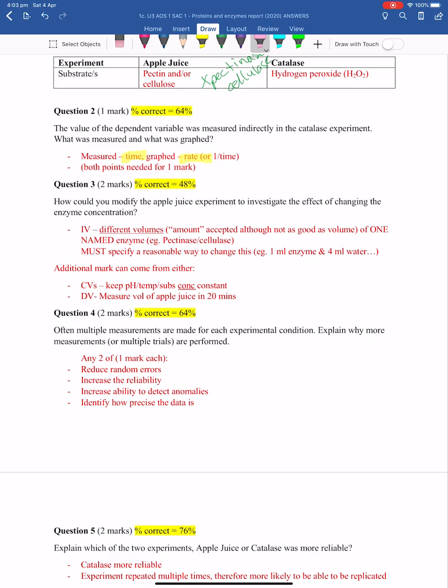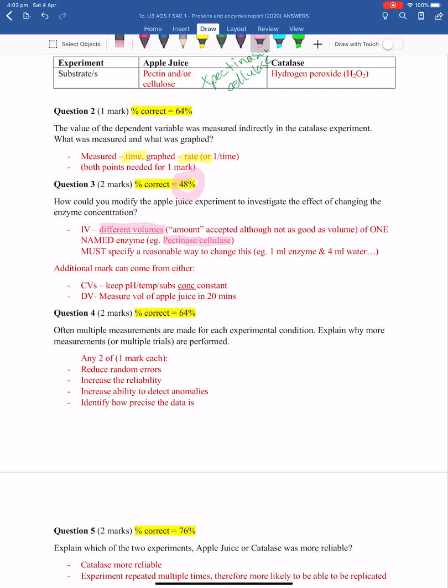Sorry. Number 3, how could you modify your experiment? This one, you can see we got a little bit less than some of our other questions. What I needed to see here was that you were using different volumes. I did accept different amounts, but it's not as good an answer as saying different volumes. And you needed to pick an enzyme. So either pectinase or cellulase, or name both, or say you were going to do it for both, but it needed to be really specific.